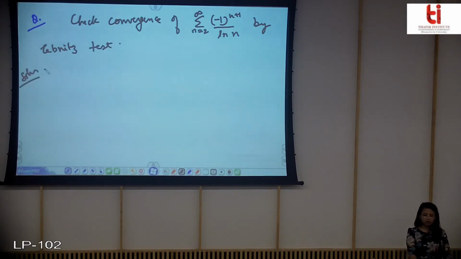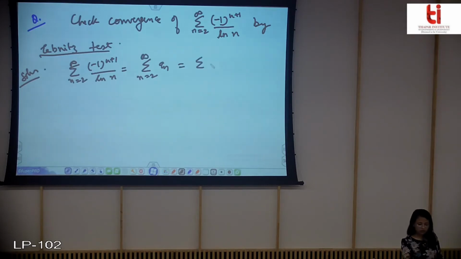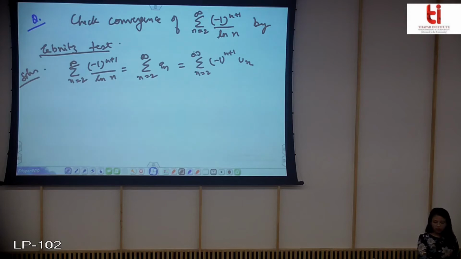Okay, so we need to check this alternating series. You know how to check whether a series is convergent or divergent by the Leibniz test. So let's use that. For notation purposes, I'll write this, and if I separate the signs, I'll write this as this. Now this implies that un is equal to what? 1 upon this.